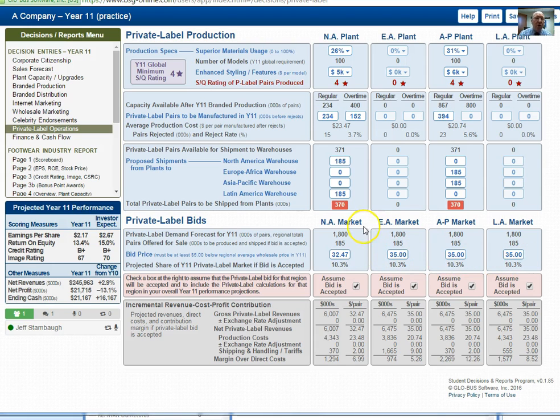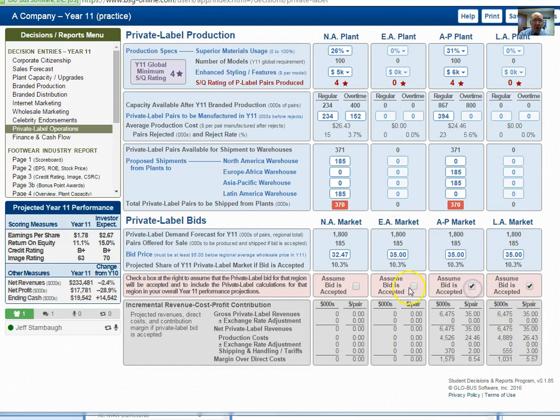So I can make the bids in the different markets. Again, I ship the shoes based on how many I offer in each market. Here, you can see I'm producing these at regular time because I'm not maxing out my plants in the regular production. Not a great deal. Overtime is very easy. The good thing about building private label overtime is if I don't win the bids, then my factories aren't sitting idle. I just cancel the overtime. Down here is assume the bid is accepted. You can see what's going to happen if I start unchecking these boxes. Whammo. My profitability goes way down.